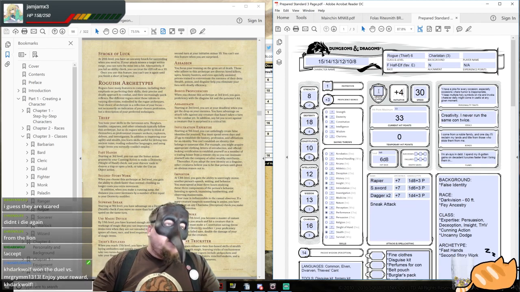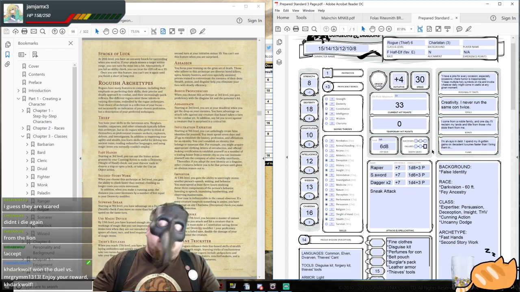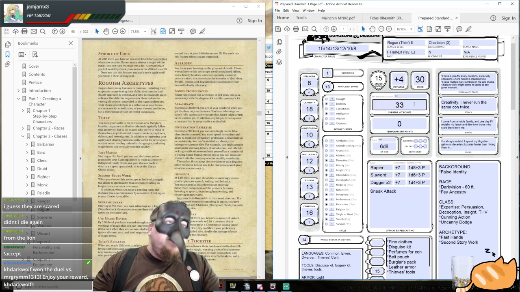Plus 4 initiative, because that is her dex mod, and she's wearing leather armor, which is an 11. We add her dex mod, so she has, bada boom, 15.